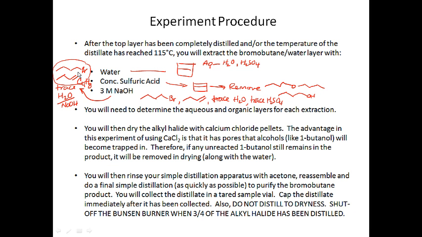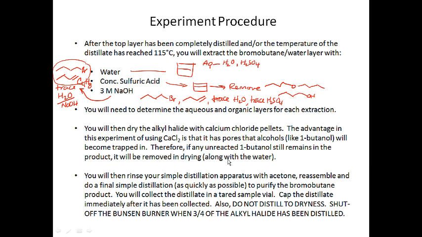So what you're then going to do is rinse out the simple distillation apparatus that you used. You're going to have to dump out the sulfuric acid solution that remains in the round bottom. You're going to pour that down the drain with copious amounts of water. You're then going to want to dry that with acetone. You're going to rinse all of the pieces of the simple distillation apparatus with acetone, and then set up the simple distillation again, and in this case, add a couple of boiling stones.